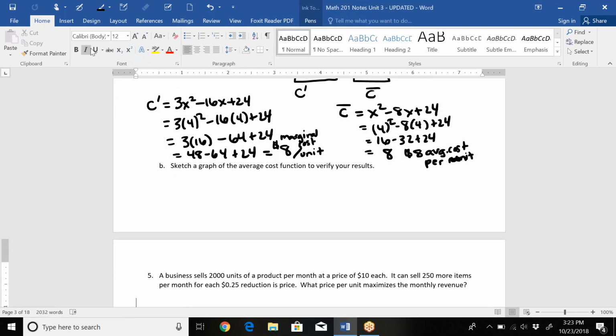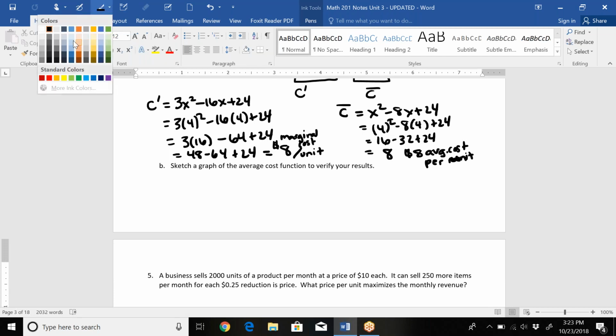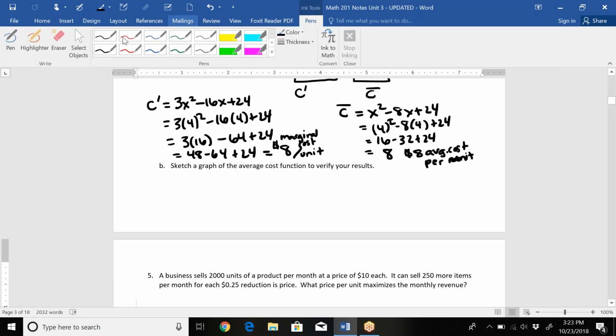We want to sketch a graph for the average cost function. So let me get a thinner ink for this. There we go. Excuse me. If we want to sketch this, we have C bar was x squared minus 8x plus 24. We can plug in some x values. 0 would be 24. If we plug in 2, that would be 4 minus 16 plus 24, so that comes out to 12. I also plugged in 4, 6 and 8 on my calculator, just to have some symmetry here.